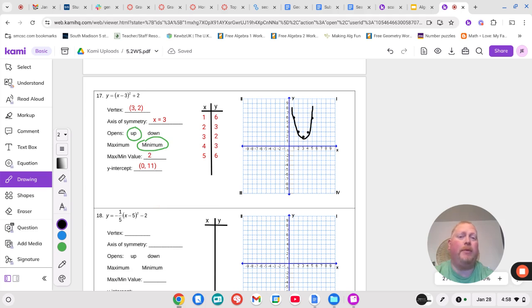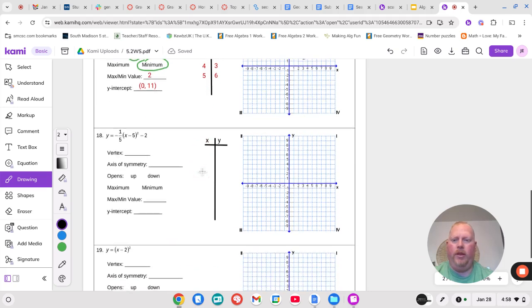So if it asks, how does this compare to x squared? Well, the a value is 1, just the same as x squared. So it's still upright. It's got the same width. I would just say it's to the right 3 and up 2.